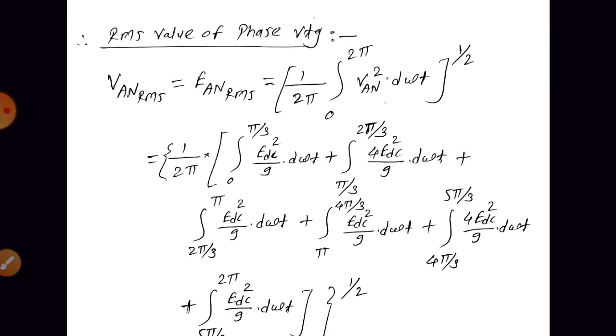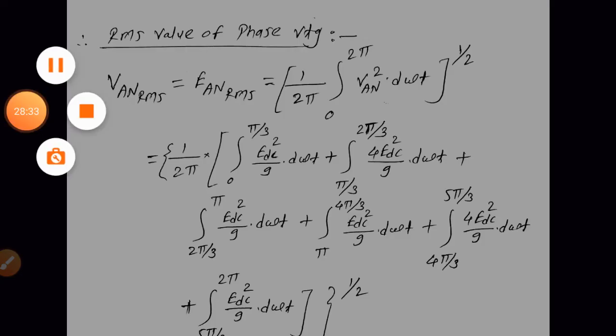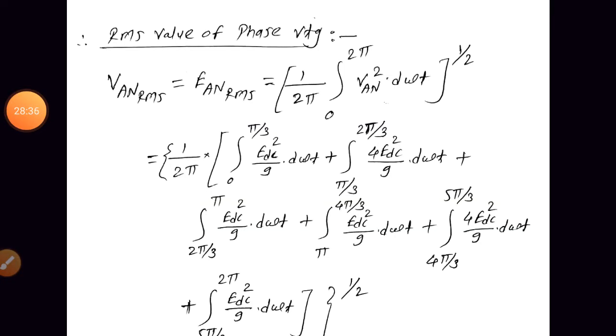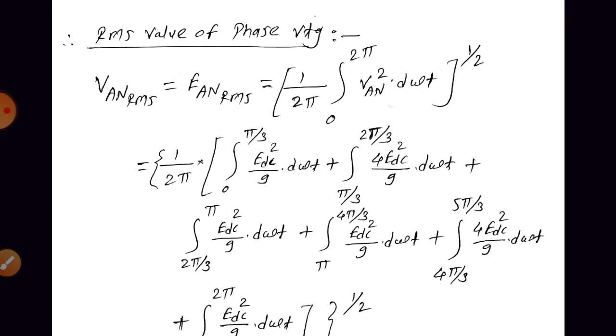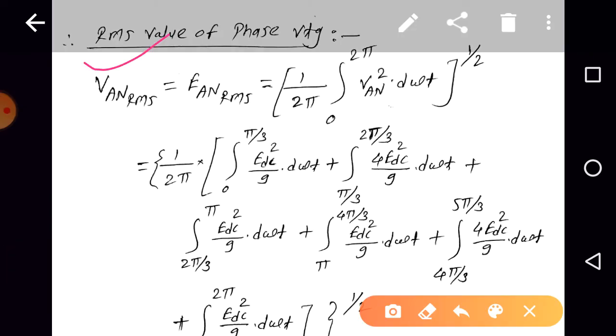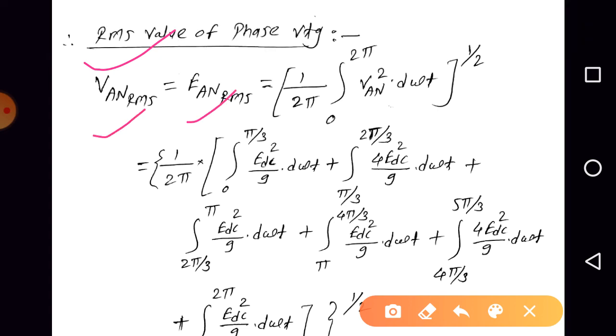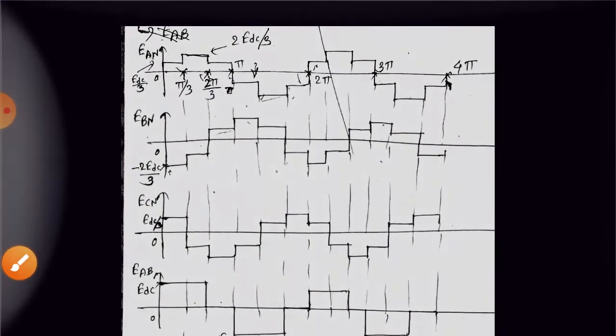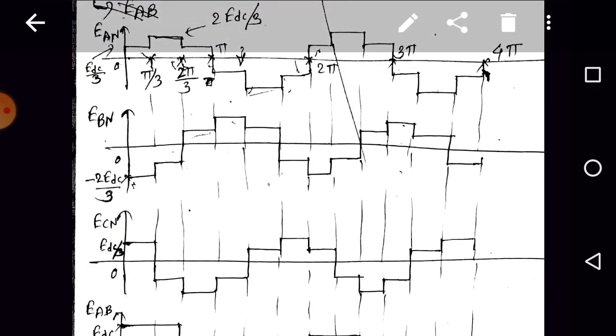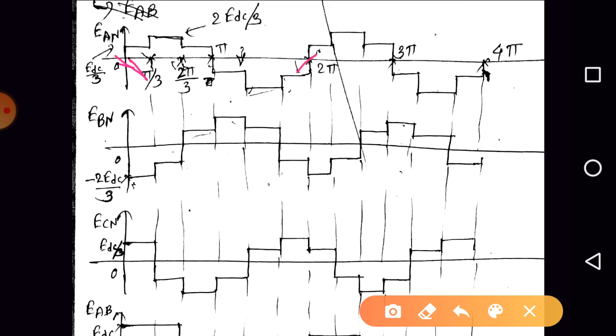Next, as the output is AC, what is the effective value in an AC circuit? Yes, it is the RMS value. So can we derive the expression for the RMS value of phase voltage, that is VAN RMS or EAN RMS? Check the phase voltage waveform. Whatever waveform we are having from omega t equal to 0 to 2 pi, the same waveform is repeating from 2 pi to 4 pi, right? So what is the periodic angle? It is 2 pi.